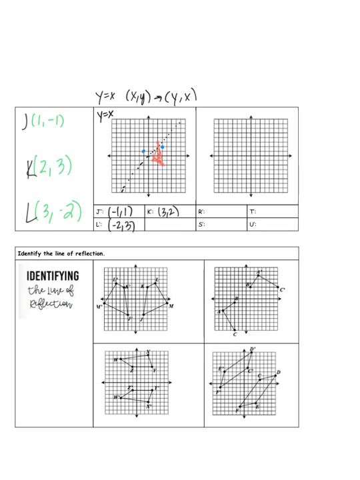Okay. And that's wrong. I did negative 2, negative 3. So negative 2, 1, 2, 3. There you go.